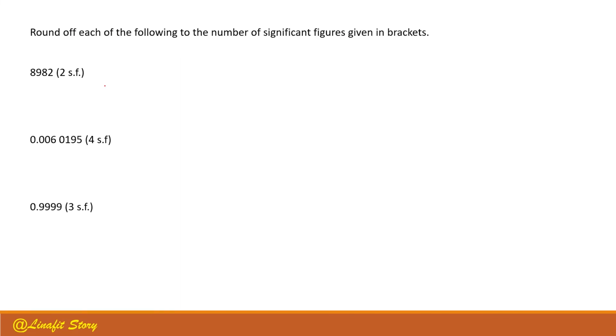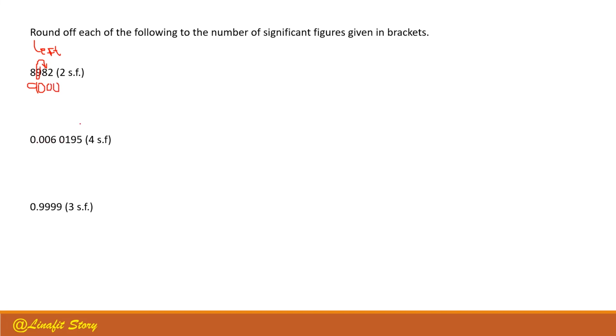Round off each of the following to the number of significant figures given in brackets. 8,982 to two significant figures. So first, identify the significant figures starting from the left. 1, 2, because two significant figures. After 9 is 8, so round up. 9 plus 1 is 10. So the answer is 9,000.